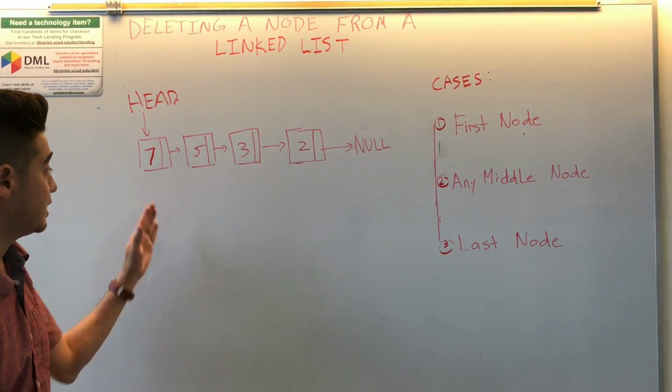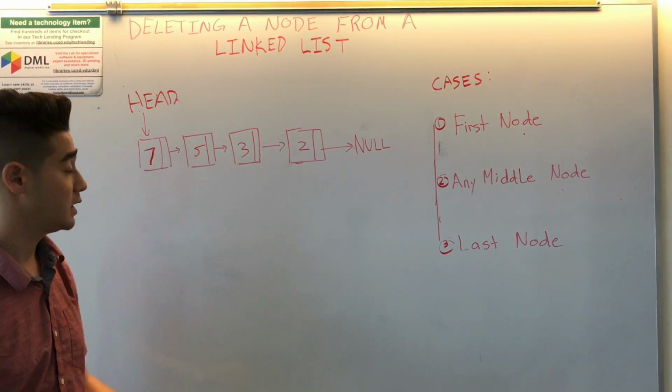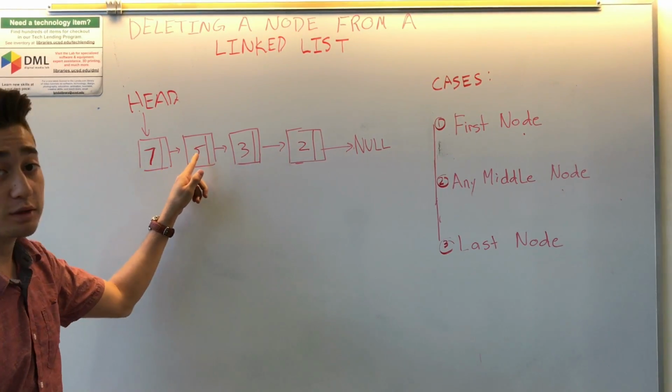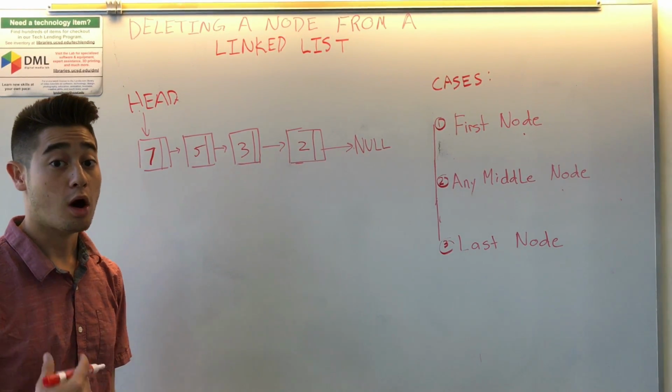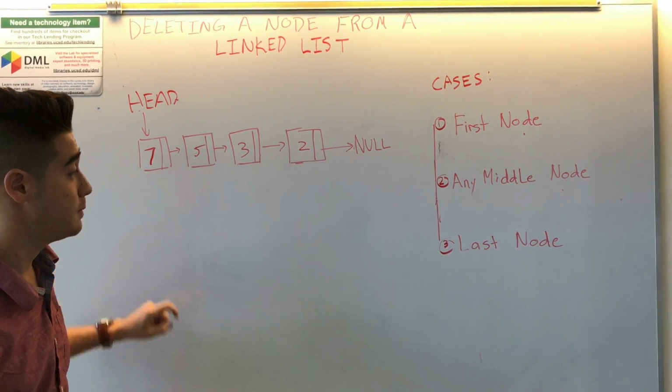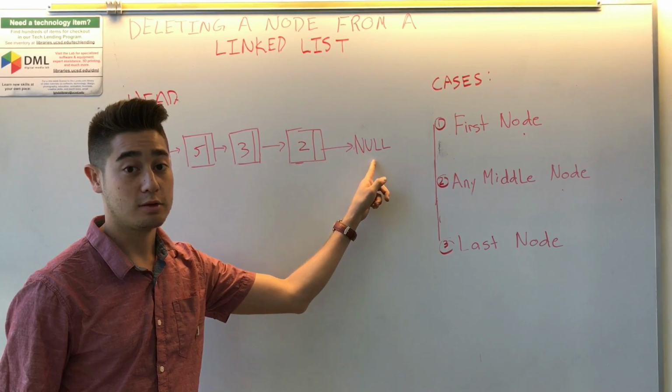Recall that a linked list is a series of consecutive nodes. Each node has two parts, the value which it contains, and a pointer to the following node in the linked list. Also recall that a linked list has a pointer called head pointing to the first node, and the last node points to the value null.